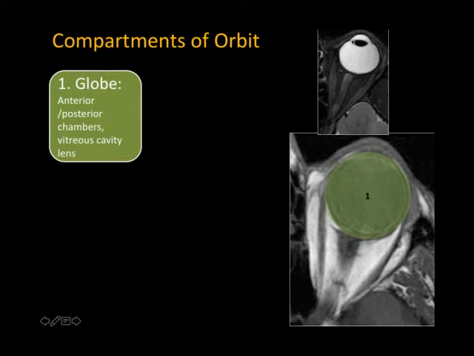The globe consists of the lens here. The lens divides the globe into anterior segment and posterior segment. Anterior segment is further divided into anterior and posterior chambers. So here is the lens, here is the anterior segment, the posterior segment has a vitreous cavity, and the globe is lined by three layers. Everybody knows, right? Sclera, choroid and retina.